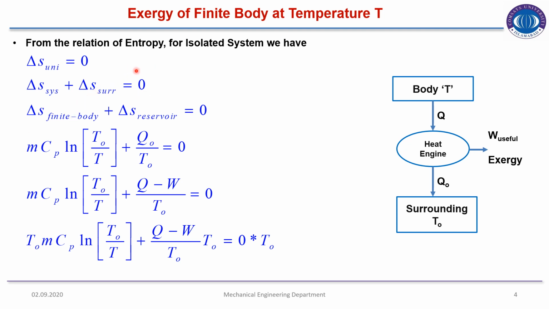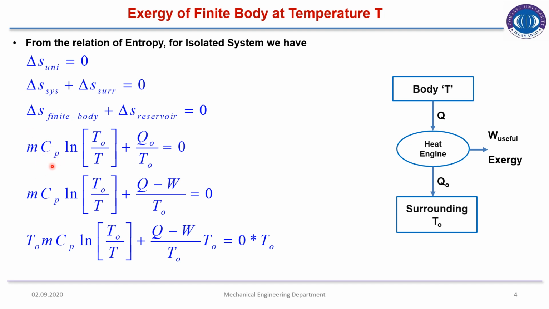If that is a reversible process, because we have used the equal sign, this is a reversible process as well. So change of entropy of the surrounding will be equal to 0, and the system consists of a finite body and a reservoir. The body at temperature T is a finite body, and the reservoir at temperature T naught is a reservoir. So the entropy change for both of these, the finite body and the reservoir, represents the change of entropy of the system.